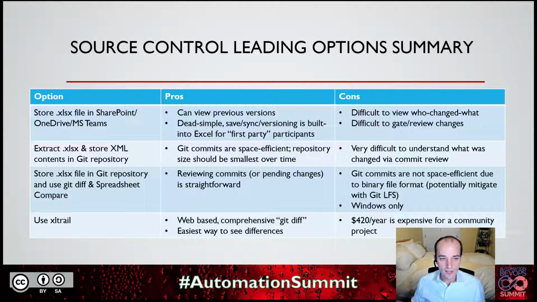The next one is doing that whole extraction of the XLSX file into its own folder, and then storing the XML contents in a Git repository. And as we've talked about, it's difficult to understand that from a human perspective. So not very tenable as far as being able to review those commits or the Git diffs. I didn't really mention this earlier, but it's very space efficient. Git is very good at comparing and storing text files. And so over time, if you had 10,000 commits, this would be a pretty efficient way to store those commits.